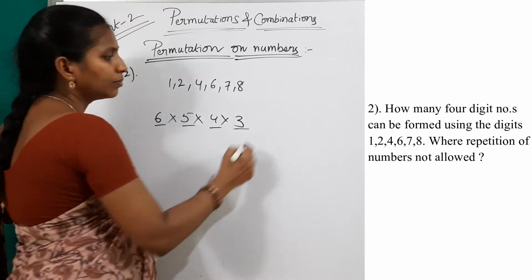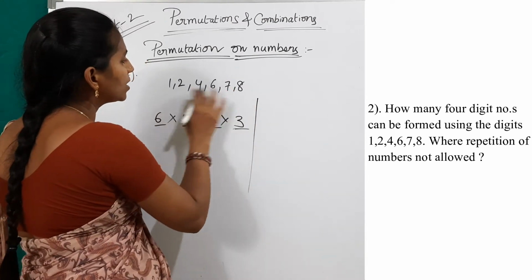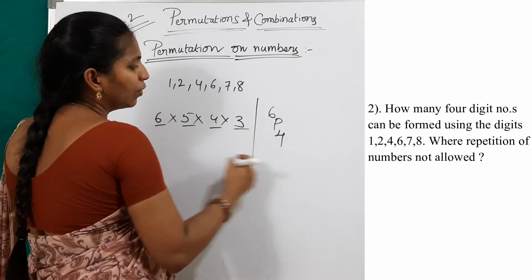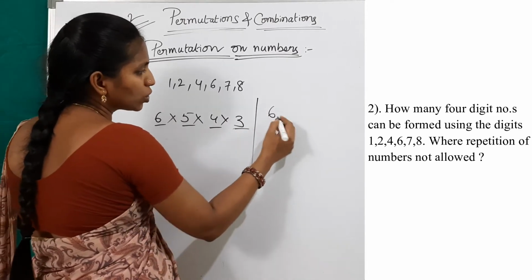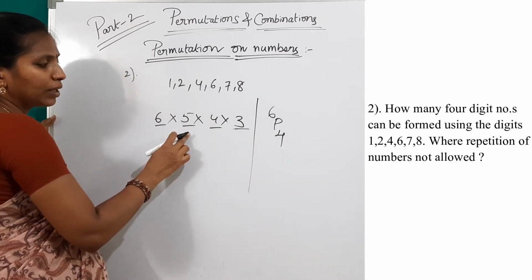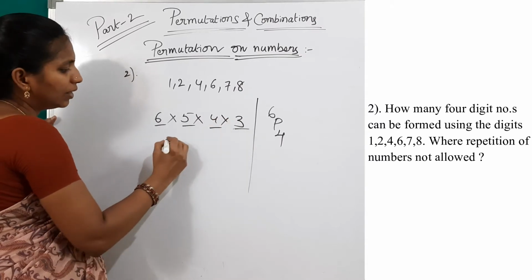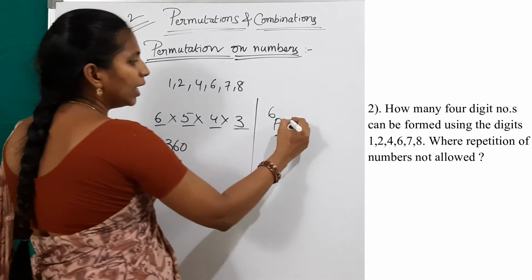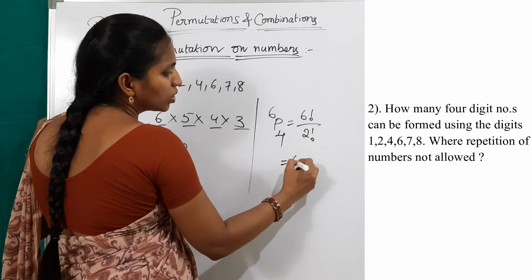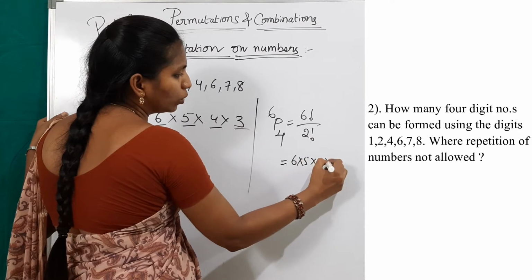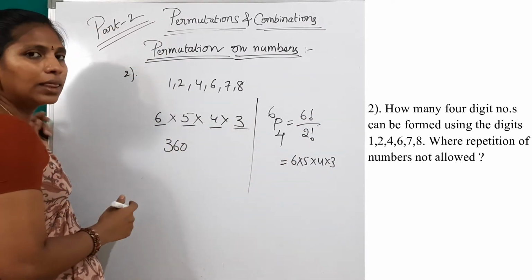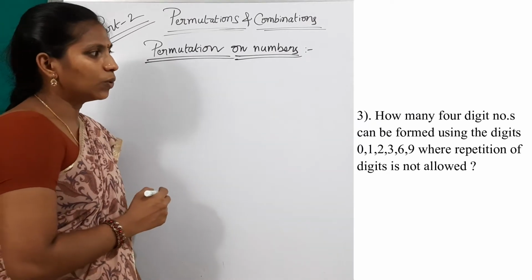This is the result. In formula based, how many digits are there? 6. 6P. How many blanks? 4 digits, 4-digit number, 4 blanks. So 6P4. See, 6 into 5 is 30, 30 into 12, then 360. Here 6 factorial by 6 minus 4 means 2 factorial. So 6 into 5 into 4 into 3. 2 factorial gets cancelled. Same. Answer is 360. Now see third question.